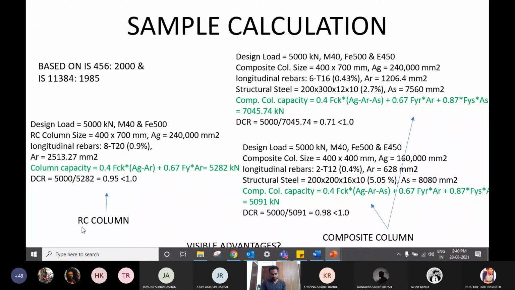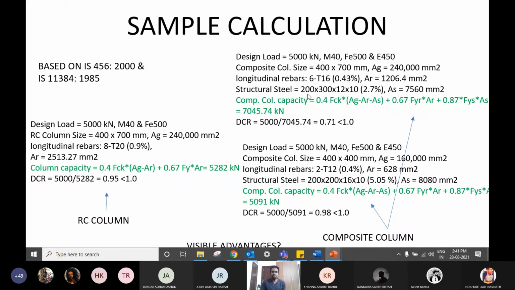So this is a case of an RC column. What if we use a composite column? What I'm doing here is comparing two different things. I'm going to make the composite column size the same as my previous case, 400 by 700 mm. Now your gross area is the same. Now I need to provide minimal reinforcement. I'm providing 0.43% of longitudinal rebars, the vertical rebars. So 6 numbers of 16 mm diameter rebars. So that's the area of the rebars.